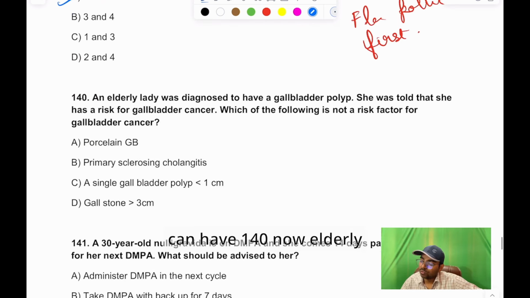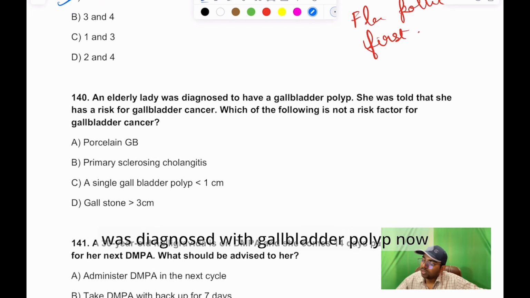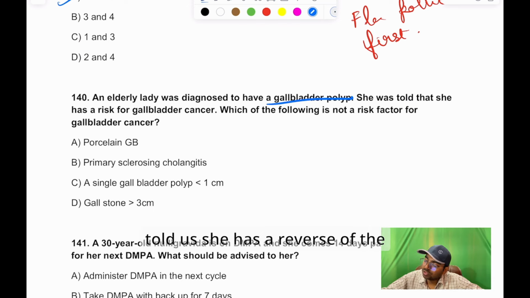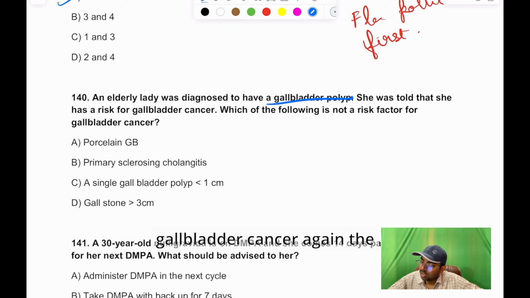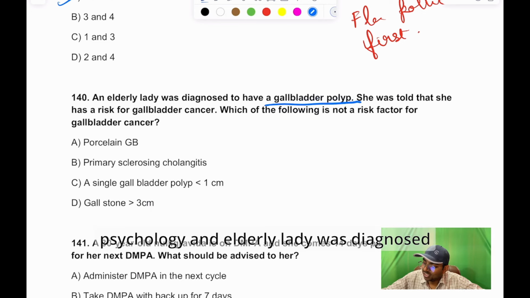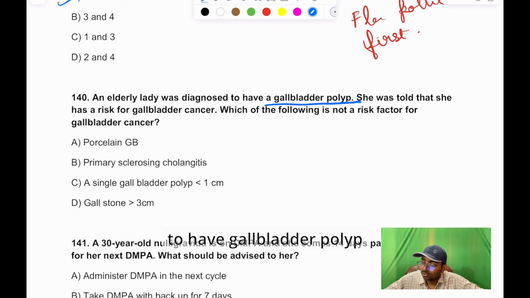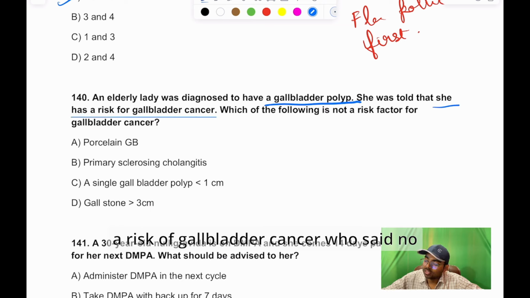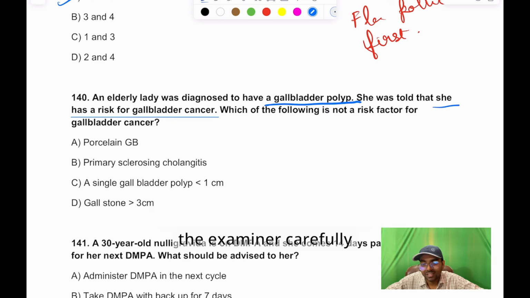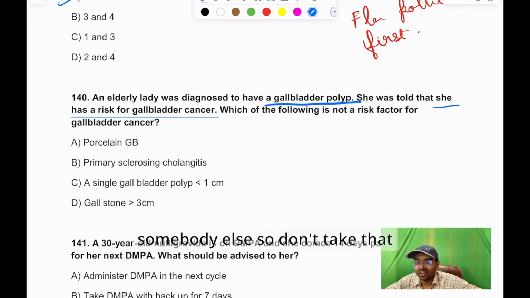Now we have 140. An elderly lady was diagnosed with a gallbladder polyp. Which of the following is not a risk factor for gallbladder cancer? Again, here the examiner is playing reverse psychology. She was told that she has a risk of gallbladder cancer. Who said? The examiner carefully never mentioned whether it was said by a doctor or somebody else. So don't take that statement at face value.